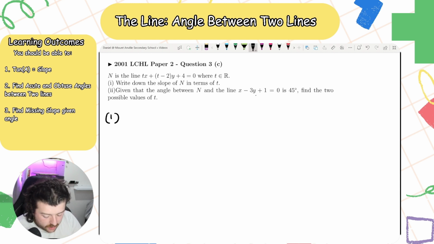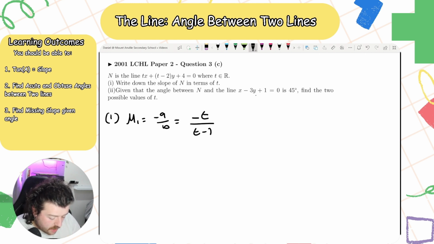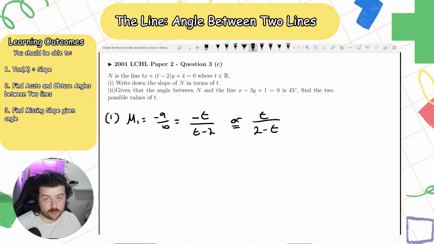So I know my slope, I'm going to call it m1, is equal to minus a over b. So that's going to be minus t all over t minus 2. Or what you could do is put the minus on the denominator and write this as t over, change all the signs, minus t plus 2. It's up to you. Choose your poison.